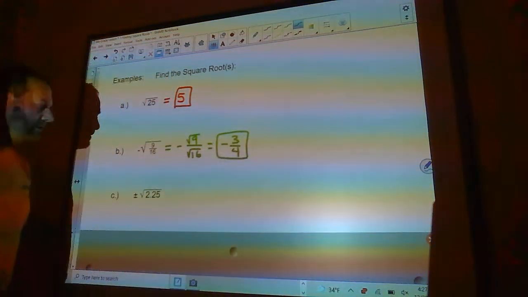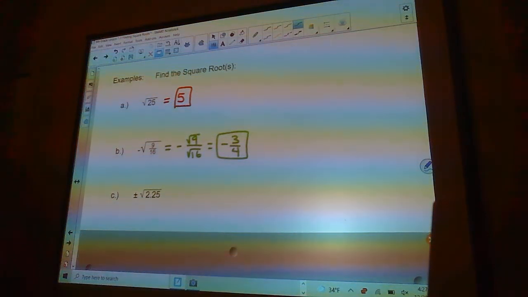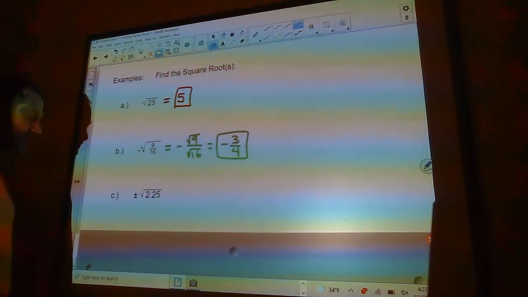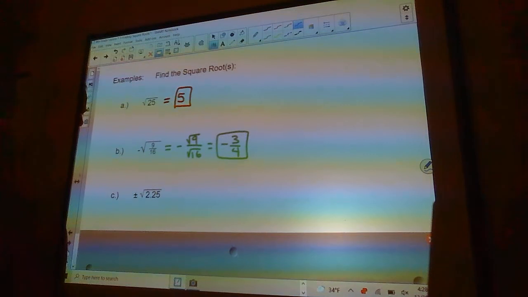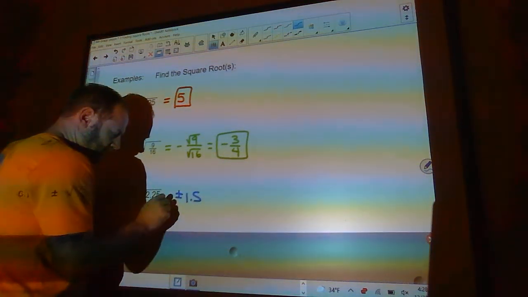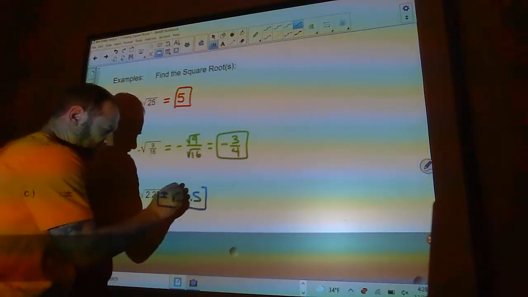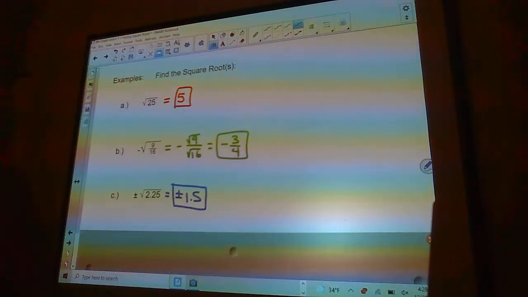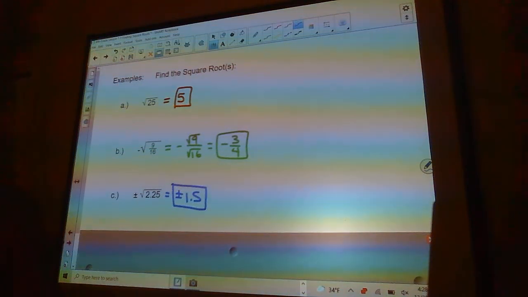Plus or minus the square root of 2.25. Let's see, the square root of 2.25 is going to be 1.5, and it's going to be plus or minus 1.5. How do I know that? Well, the square root of 225 is 15, and so the square root of 2.25 is going to be 1.5.